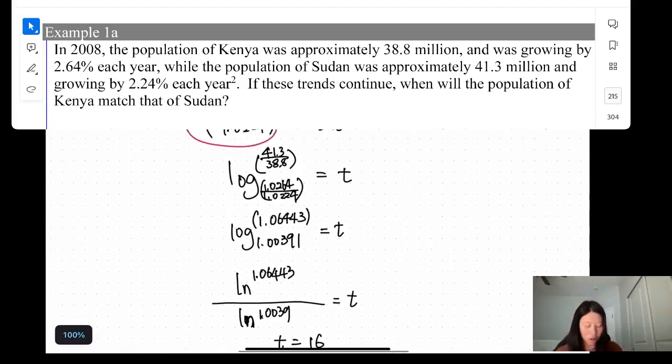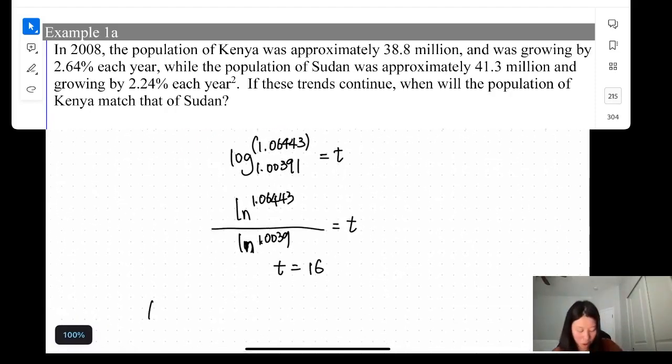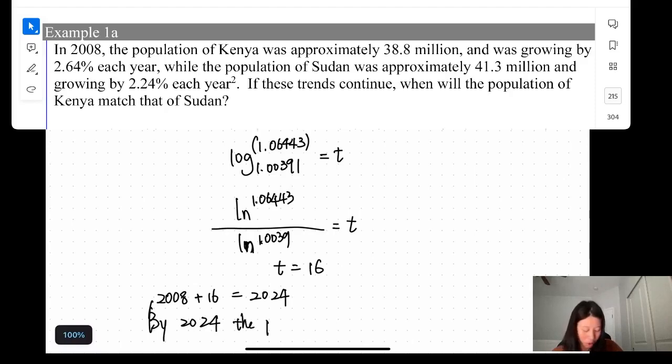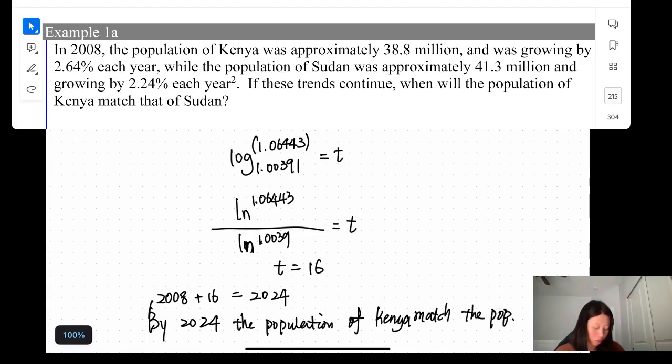So after 16 years will be what? Since the year we started with is 2008, we add 16 years, this is going to be 2024. So that means by 2024, the population of Kenya matches the population of Sudan.